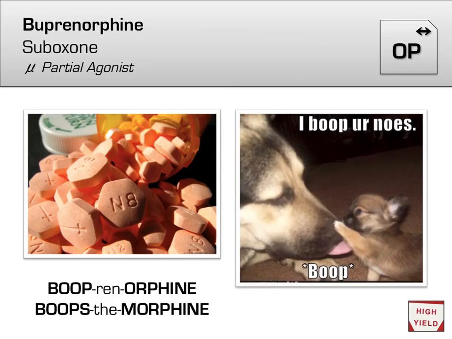I remember the meaning of this drug using a little bit of internet speak. The word boop means to poke something on the nose, so I imagine buprenorphine booping morphine on the nose. It's a silly mnemonic, but remember, do whatever it takes to get the information to stick.